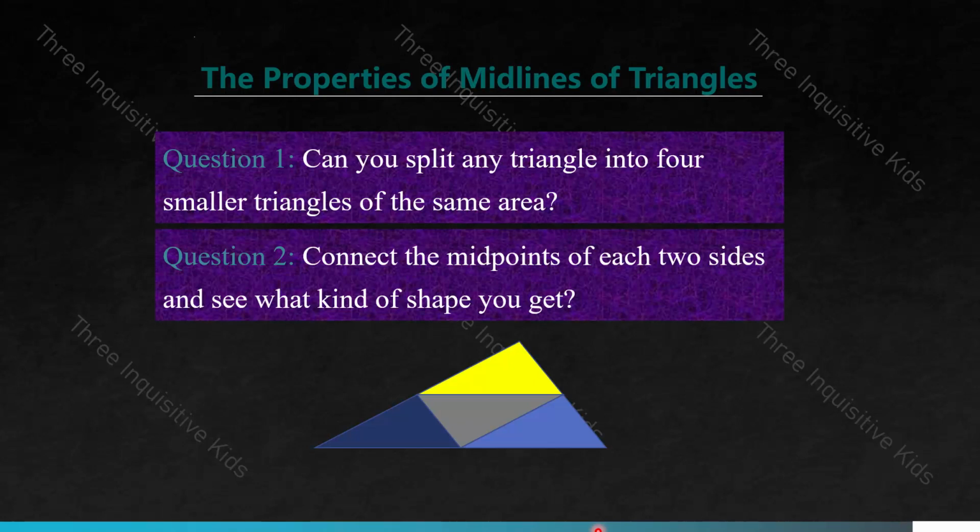Well, question 2 actually answers question 1, because if you do what question 2 asks you to do, which is take the midpoint of each 2 sides of a triangle, right? As you can see, each of these 3 points is the midpoint of their respective side, and you connect them, you form a smaller triangle in the middle. And these 3 lines split up this large triangle into 4 smaller triangles with the same area.